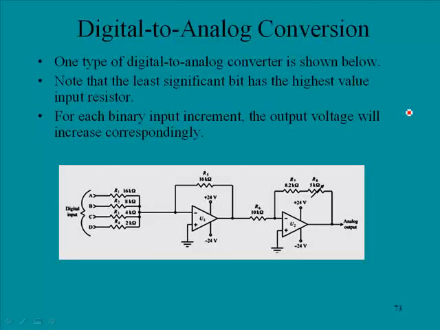One type of digital to analog converter is shown below. Here we have a digital to analog converter, and notice we have the inputs A, B, C. Now these would be digital. For example, this would be 1, 0, 1, 1, possibly a digital value. And in the final output, we want this to be represented in an analog format. Note that the least significant bit has the highest value input resistor.